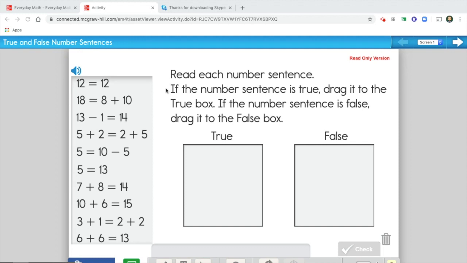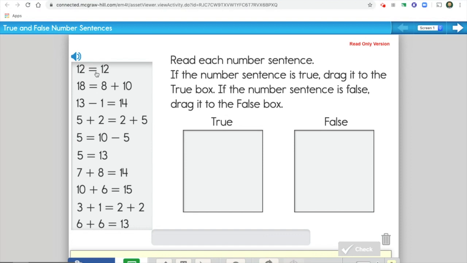So let's look at the first one. 12 equals 12. I remember that when checking to see if it's equivalent, I compare everything on one side to everything on the other side. So is 12 the same as 12? Yes, it is. That is true. So I take true, 12 equals 12, and drag it to the true box.